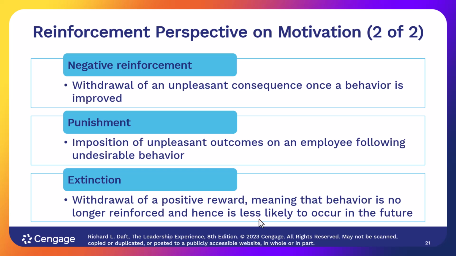Extinction is withdrawal of a positive reward, meaning that the behavior is no longer reinforced and hence is less likely to occur in the future. So when you withdraw a positive reward because of something that somebody did, they get the picture. And so now you get them to not do that because they want to do something else so they can get another positive reward.